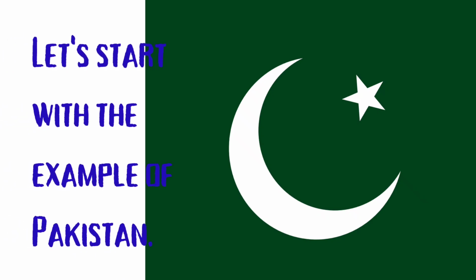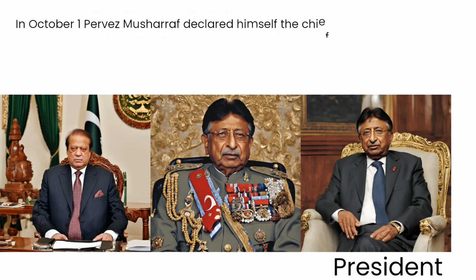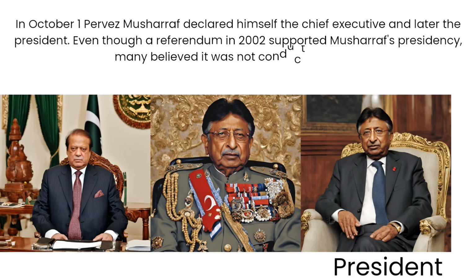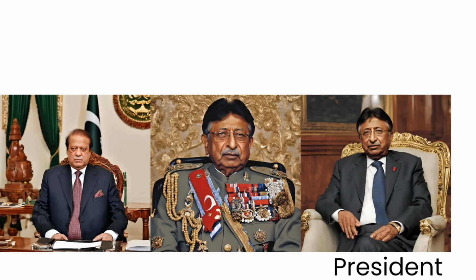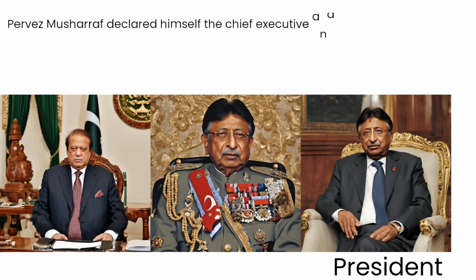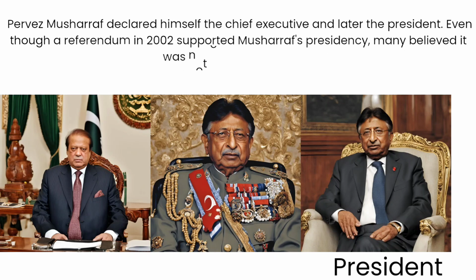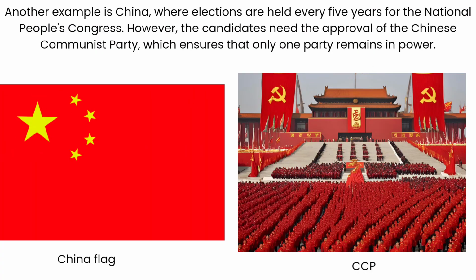Let's start with the example of Pakistan. In October 1999, Pakistan's military ousted Prime Minister Nawaz Sharif, and military leader Pervez Musharraf declared himself the chief executive, and, later, the president. Even though a referendum in 2002 supported Musharraf's presidency, many believed it was not conducted legally.